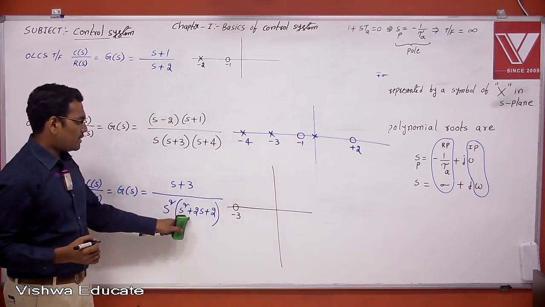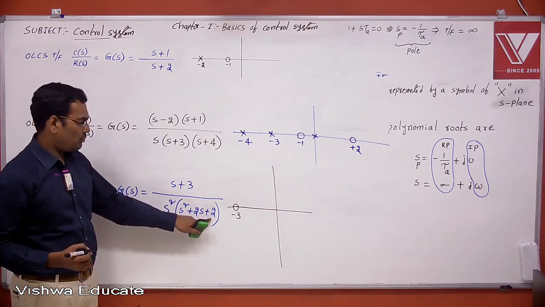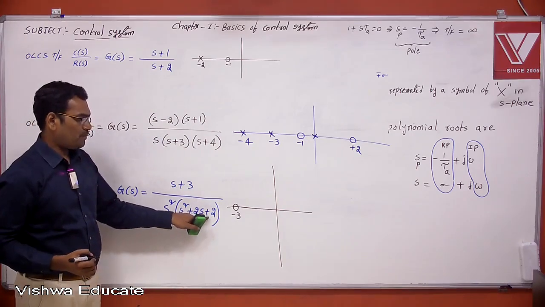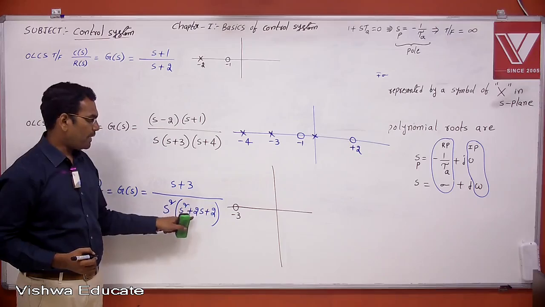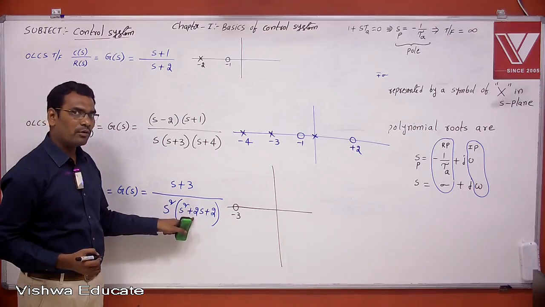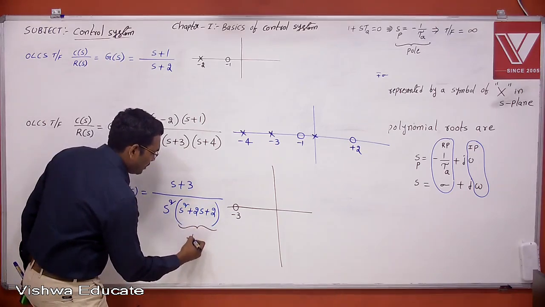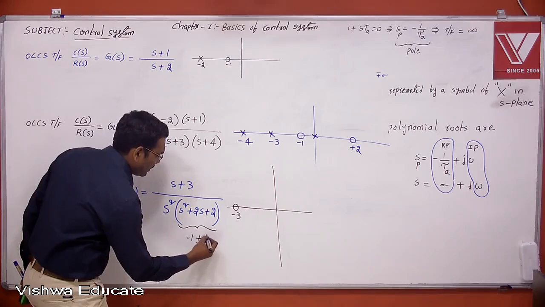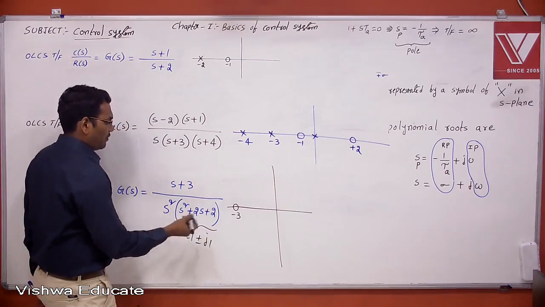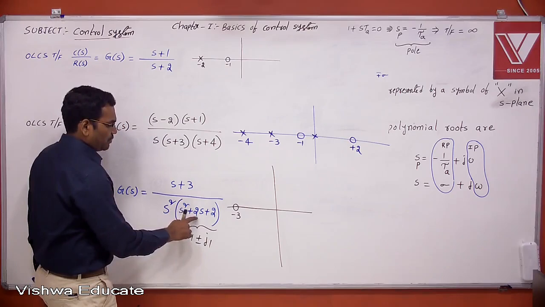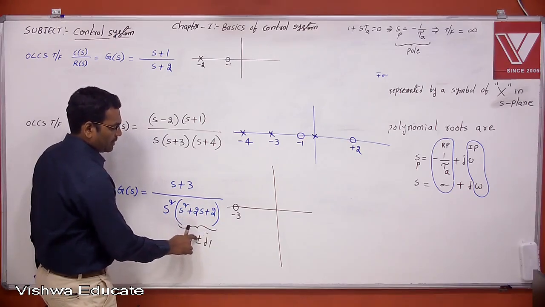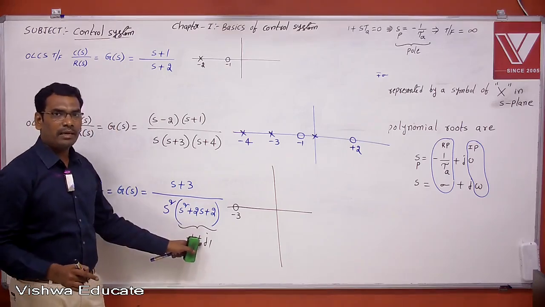Now, S square plus 2S plus 2. If you find the roots using the formula for AS square plus BS plus C, minus B plus or minus square root of B square minus 4AC by 2A, these are the roots, which is nothing but minus 1 plus or minus j1.